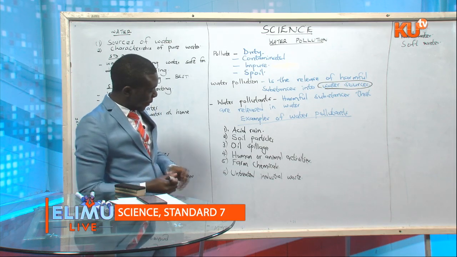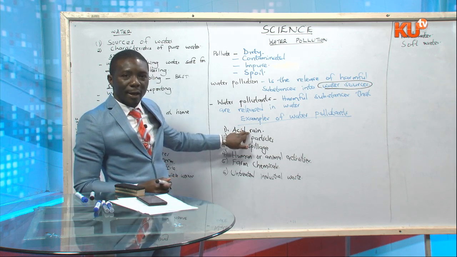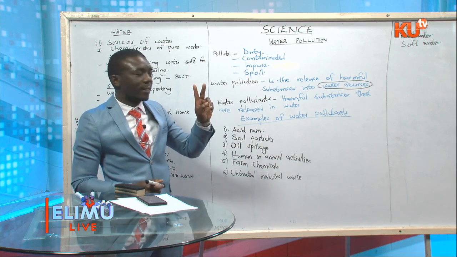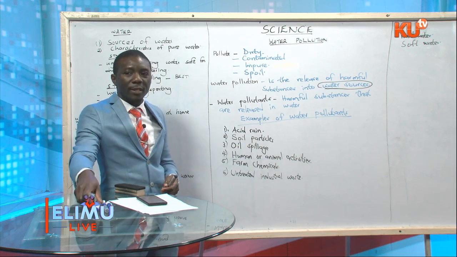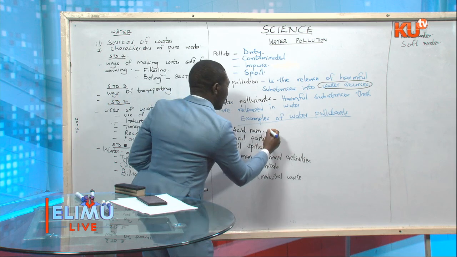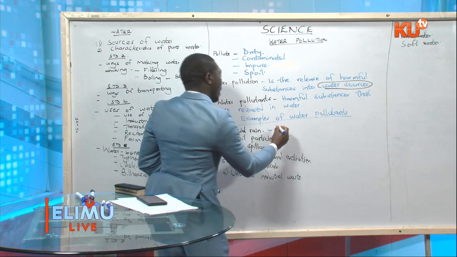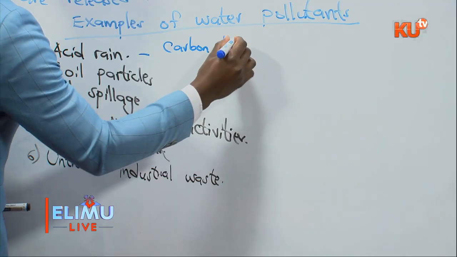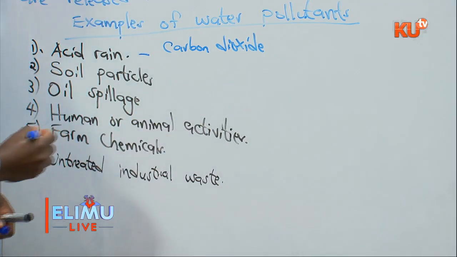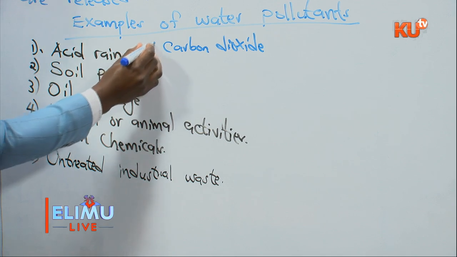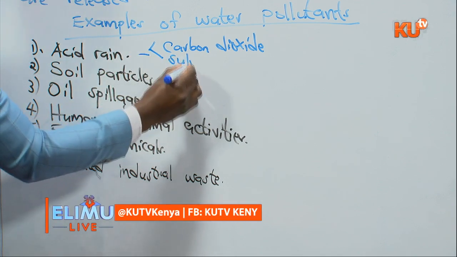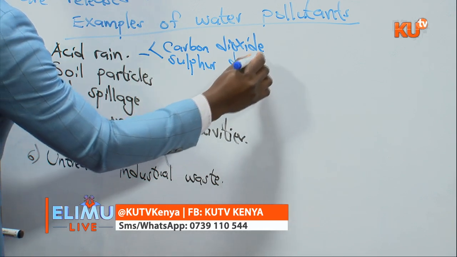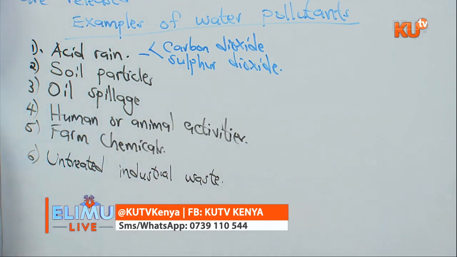Acid rain is a water pollutant. Acid rain comes up as a result of 2 gases. We have 2 gases that cause acid rain. The first gas here, we call it carbon dioxide. The second gas that causes acid rain, we have got sulfur dioxide. You can realize both of them end with the word dioxide.